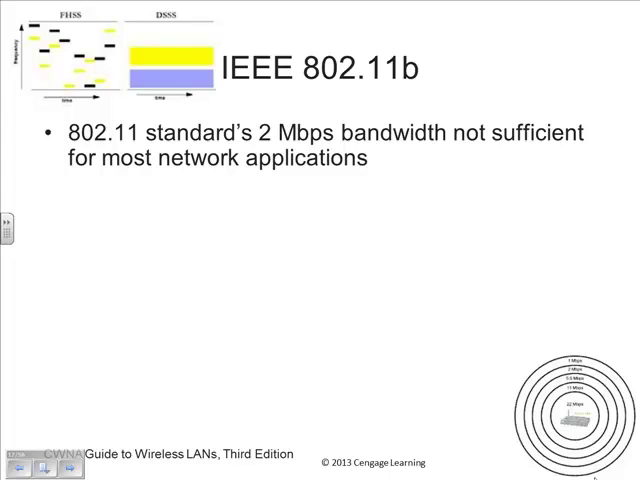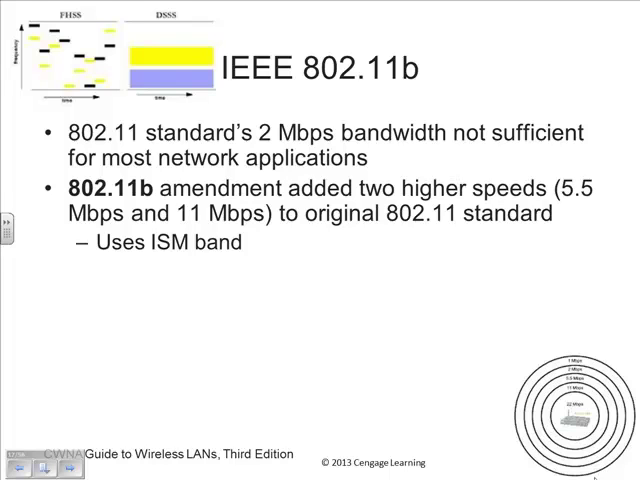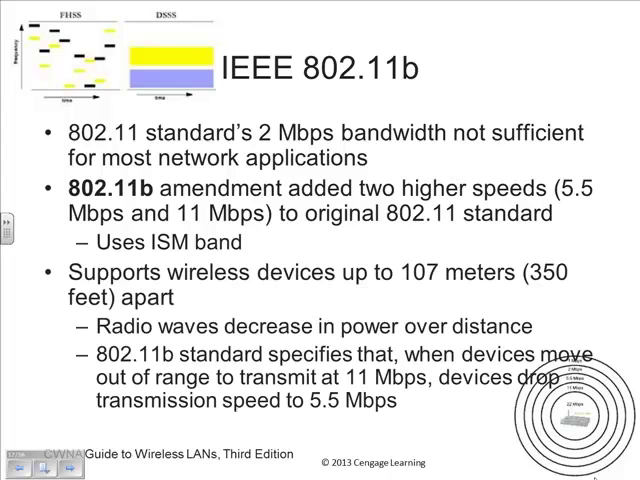802.11 was 2 megabits top end. The B amendment added 2 higher speeds, 5.5 and 11, to the original 802.11 standard. ISM is industrial, scientific, and medical; that's the ISM band. It's an unregulated band, something anybody can use, anybody can make devices to work in those frequencies. It's not regulated by the FCC. Supports wireless devices up to 107 meters, 350 feet.